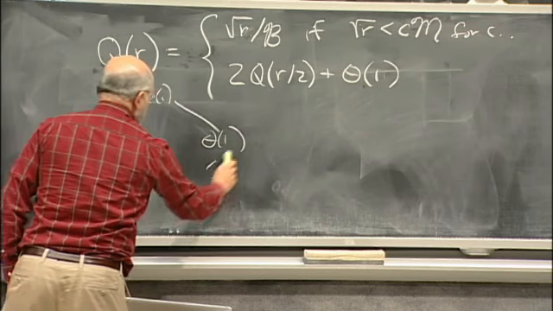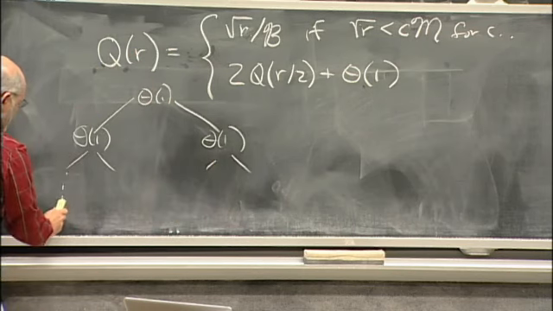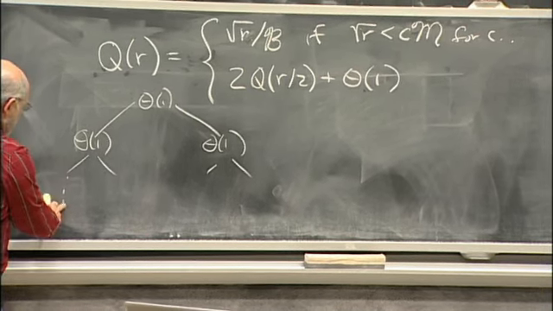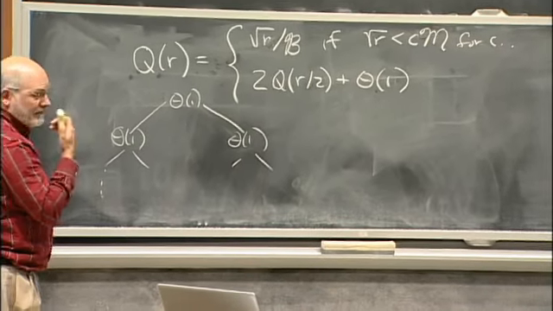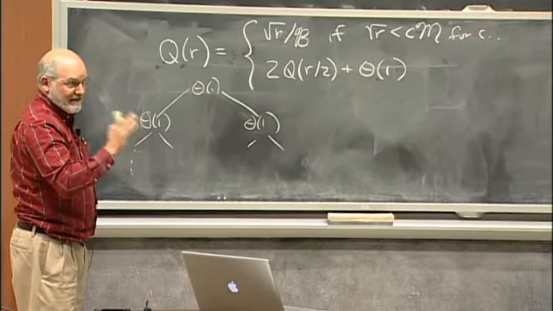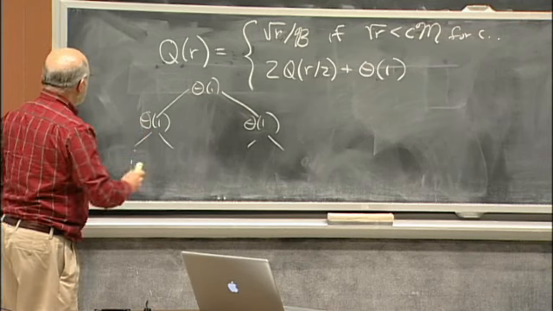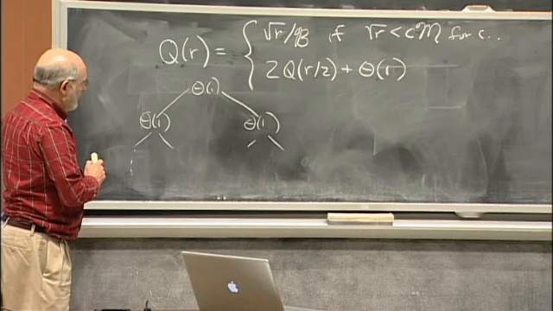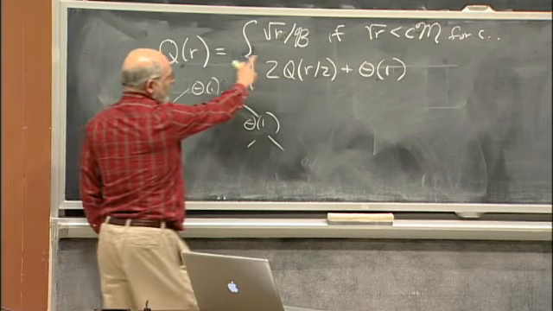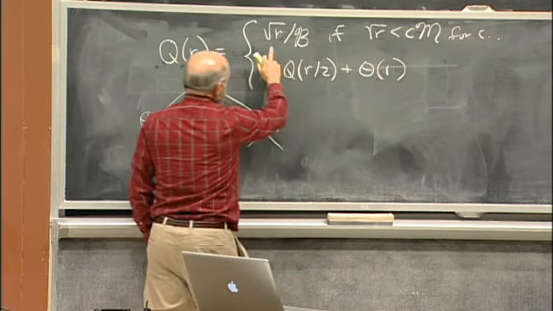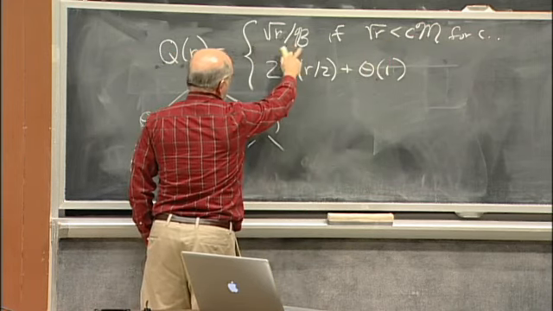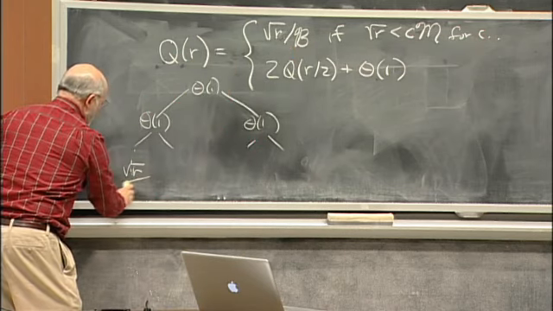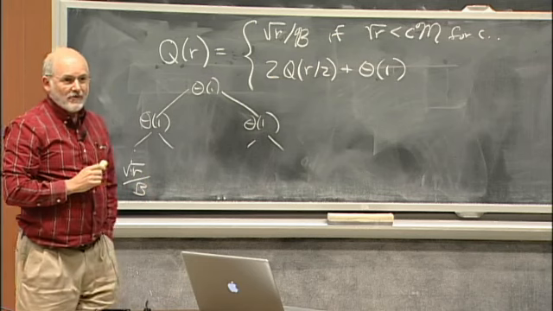So many people got this. And then the question is, well, what happens when it hits the leaf? When it hits a leaf, many people correctly got that you have to be very careful with constants if they're in an exponent, that you hit the leaf when square root of r becomes less than c over m, in which case the cost is going to be square root of r over b. So the incorrect thing was they put square root of r over b here. Why is that wrong?